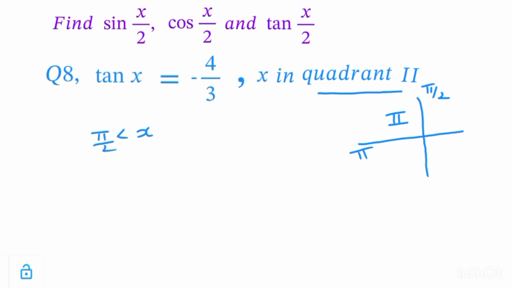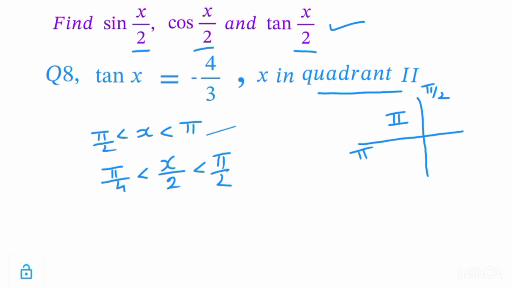pi by 2 and pi, but we have to find out the value of sin x by 2, cos x by 2 and tan x by 2. So here angle is x by 2. So we will make this x by 2. So we will divide this by 2. So this will be pi by 4 and x by 2 is less than pi by 2. It means x by 2 will lie between pi by 4 and pi by 2.